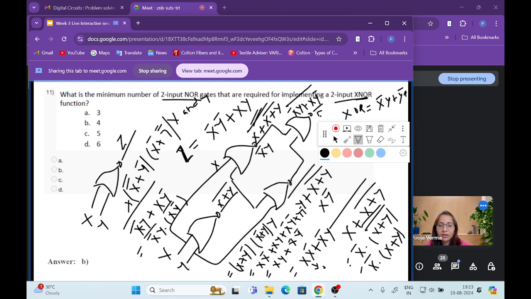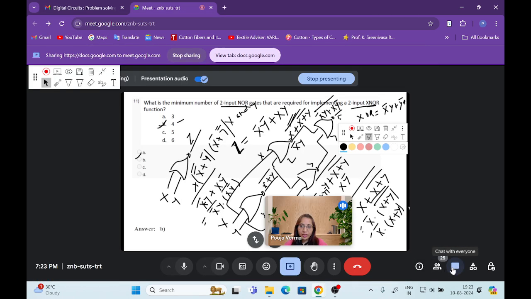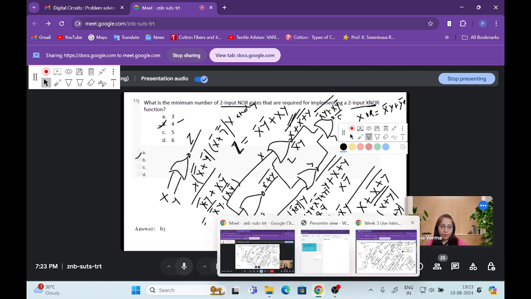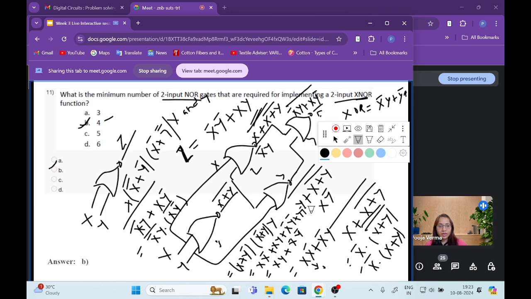So how many NOR gates are required to build the XNOR gate? There are 1, 2, 3, 4. We require 4 NOR gates to implement the XNOR gate. So 4 NOR gates are required to implement a 2 input XNOR gate. Okay, so that's why option B is correct: 4 NOR gates are required. Okay, so have you got this question? If any confusion, you can ask. I hope all of you understand this question. So moving to the next one.